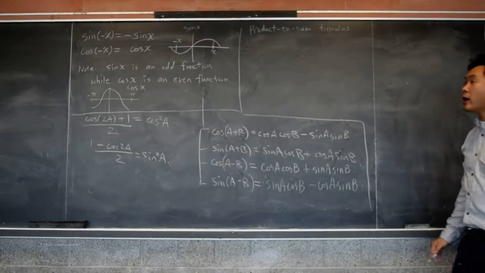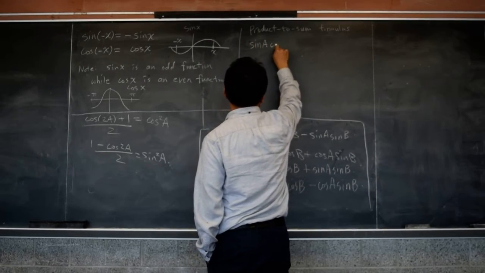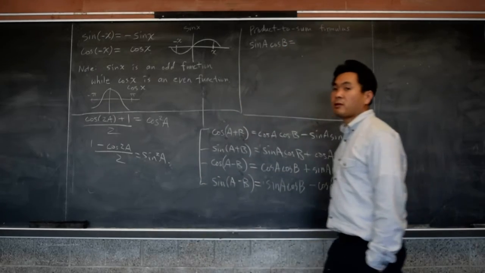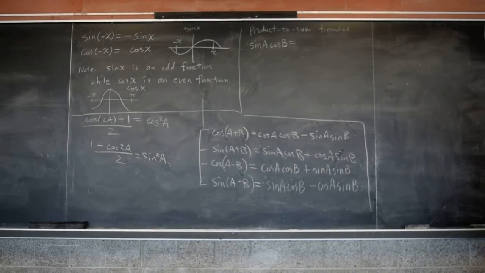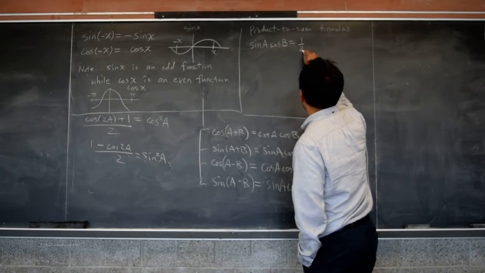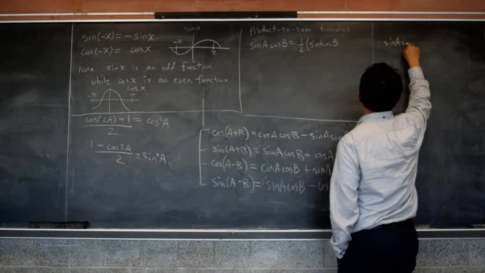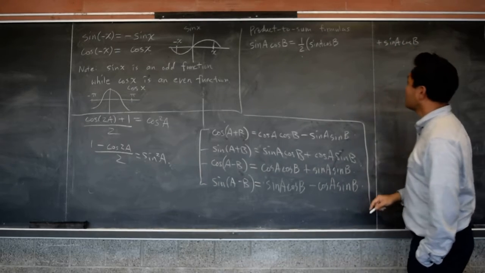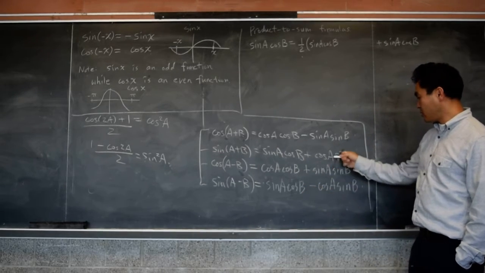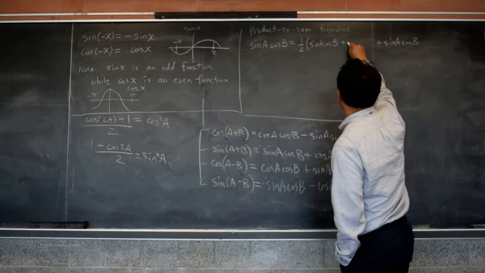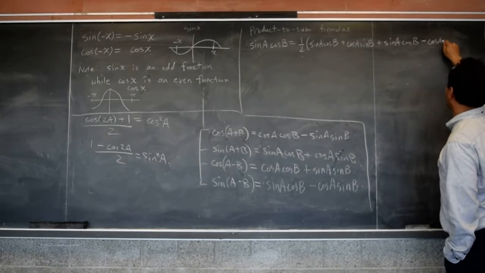And it goes like this. If you have sine A times cosine B, then you can rewrite this as half of sine A cosine B, sine A cosine B, and then I add and subtract these: plus cosine A sine B, minus cosine A sine B.